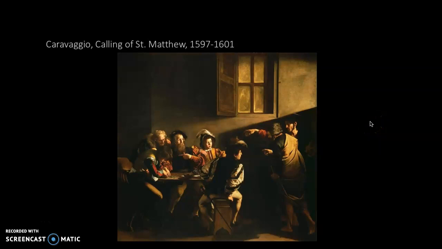chiaroscuro, that technique of extreme dark. We can see that here, but then also these bright highlights, this bright stark line here of the light source, the unknown light source coming in from the right, the way it hits Christ's cheek, the faces of these figures.